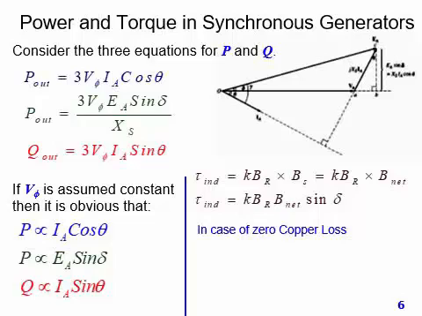If we are seeing that the induced tau is equal to K BR cross BS, or we can write it as K BR cross B net, and by opening this cross product we can write that BR B net is sine into sine delta, where delta is the angle between BR and B net.